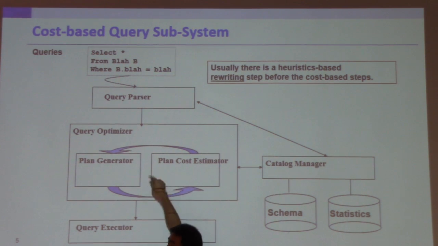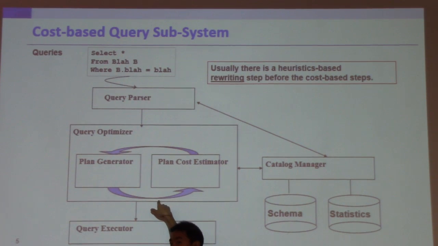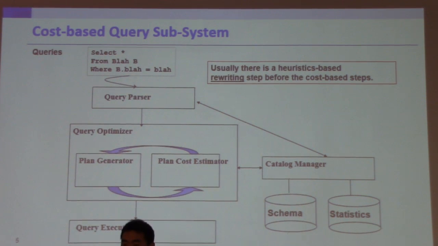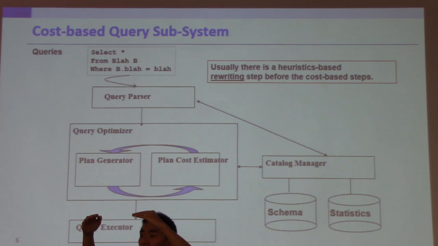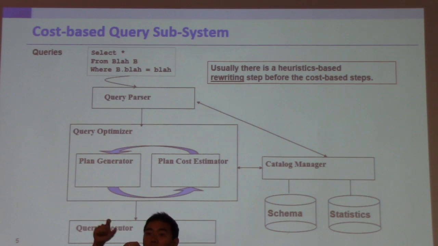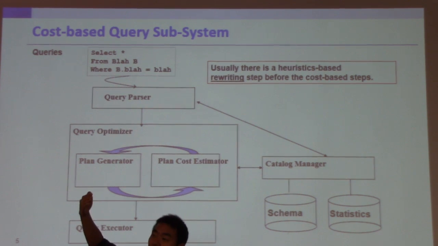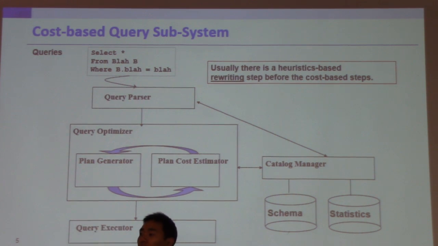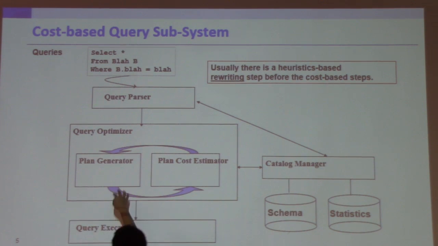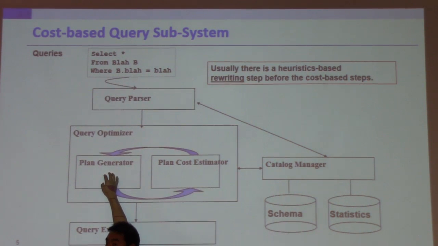And then it's a feedback loop. Given a plan, what I will do is estimate the cost of each operator bottom up. While I do that, I estimate the output size using my selectivity estimation. And then the output size becomes the input size for the next operator in the tree.